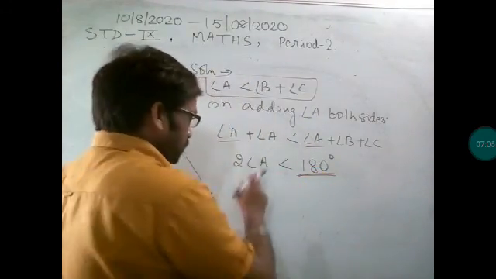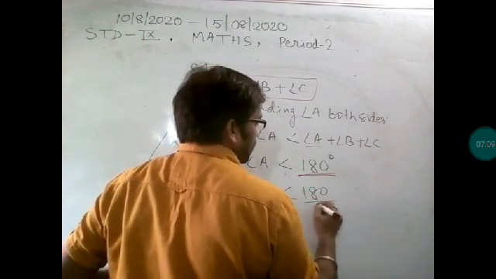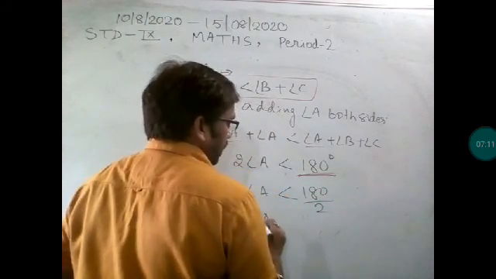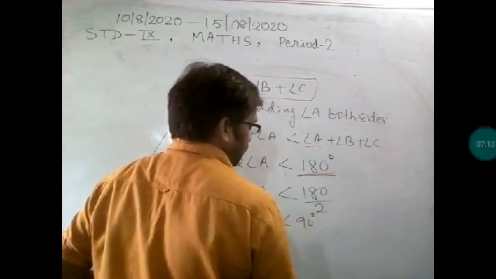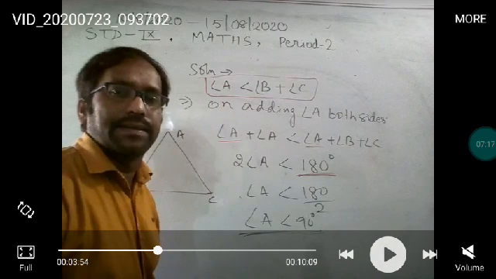So that means angle A is less than 180 by 2, that is equal to 90 degree. So angle A is less than 90 degree. This is what we had to prove and we have proved also.